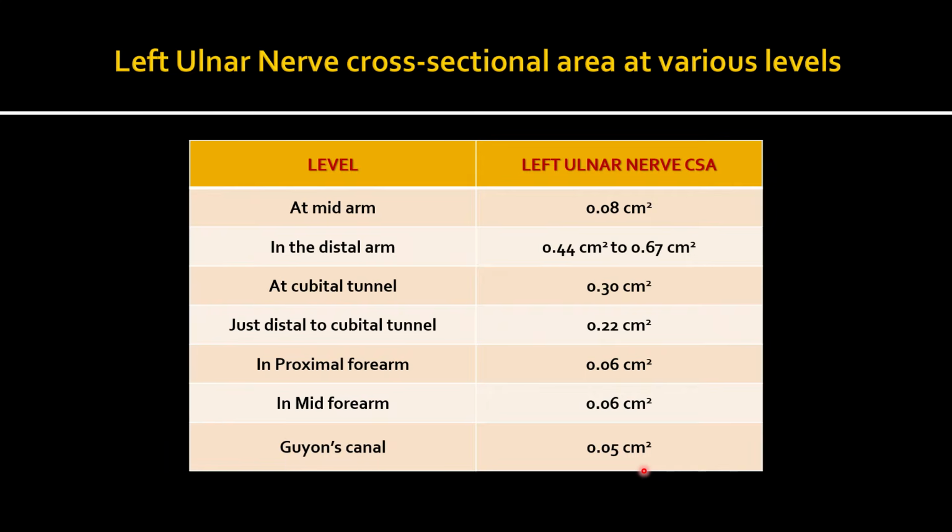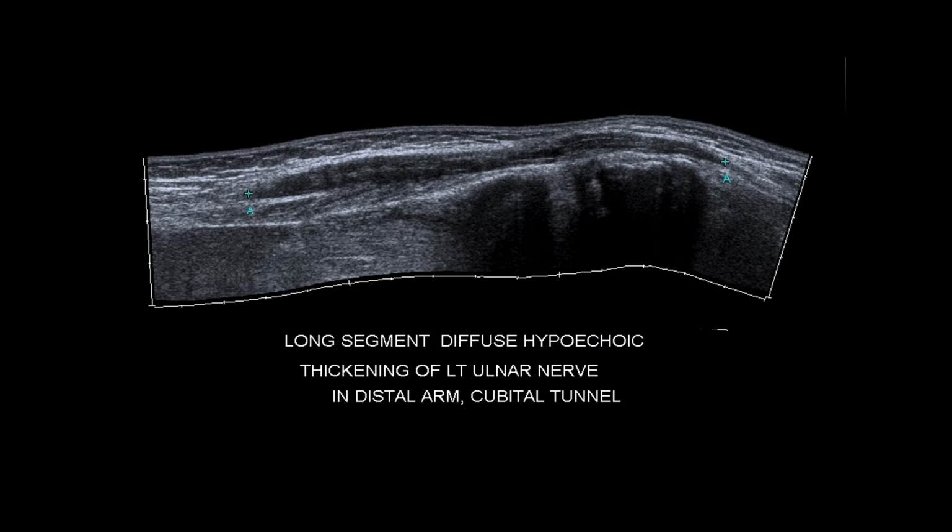So is it a cubital tunnel syndrome? For the diagnosis of cubital tunnel syndrome, the ultrasound criteria are enlarged ulnar nerve CSA more than 0.11 cm square and distal arm to cubital tunnel ratio, if it is more than or equal to 1.5, it points towards cubital tunnel syndrome. So both these criteria are satisfied in our case. So is it a case of cubital tunnel syndrome? Let's not jump on the diagnosis and we will assess other parameters.